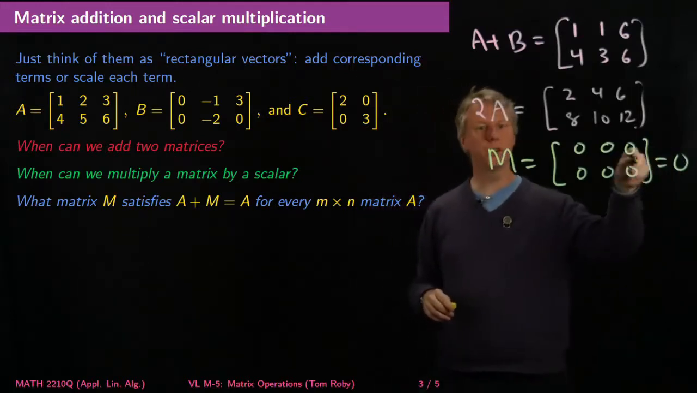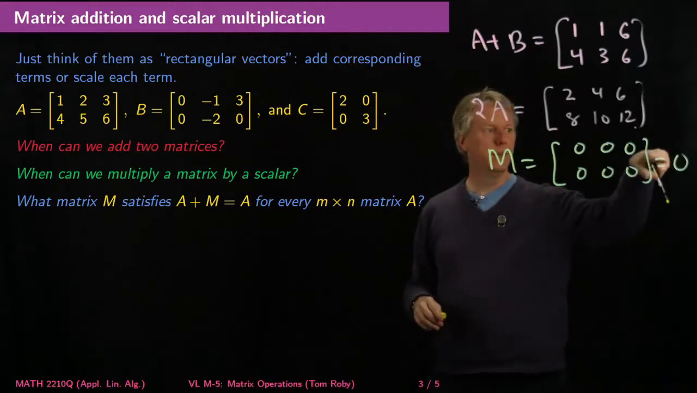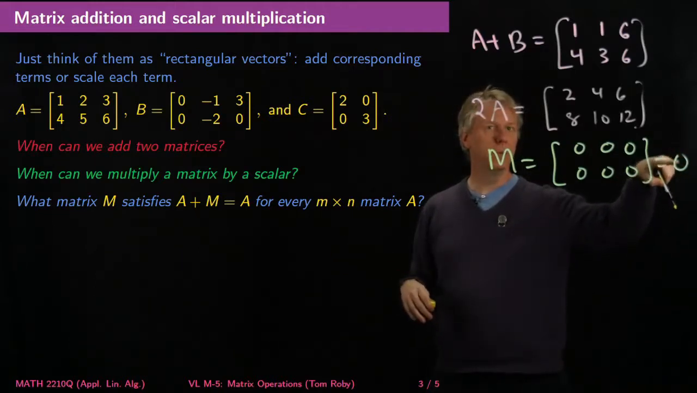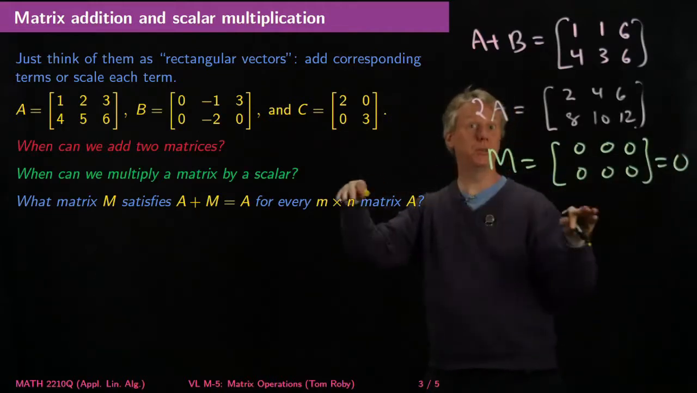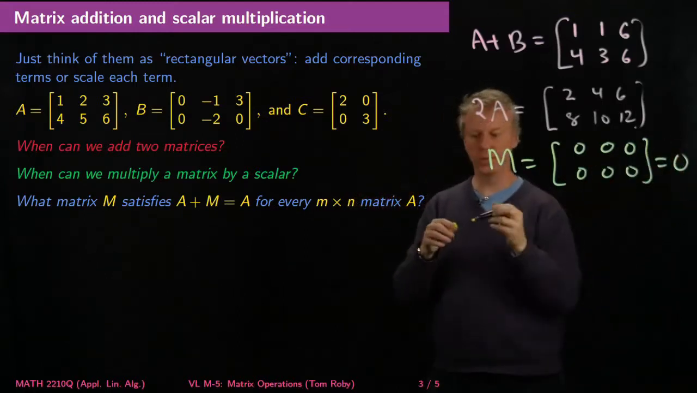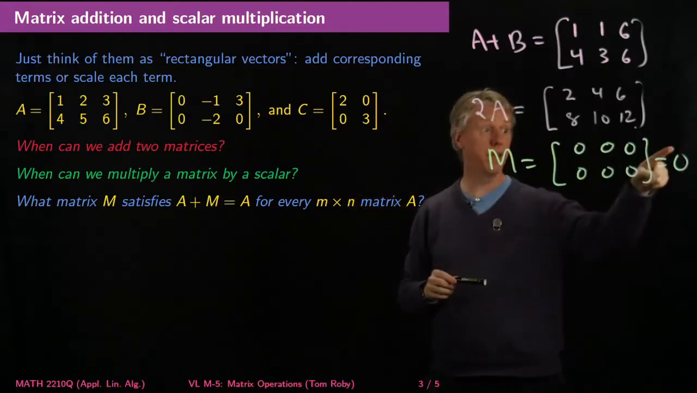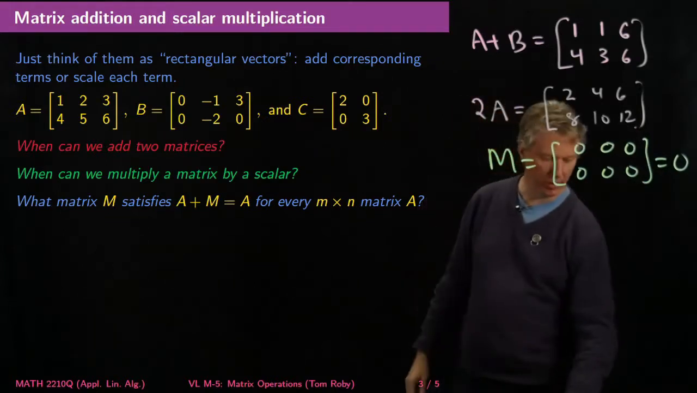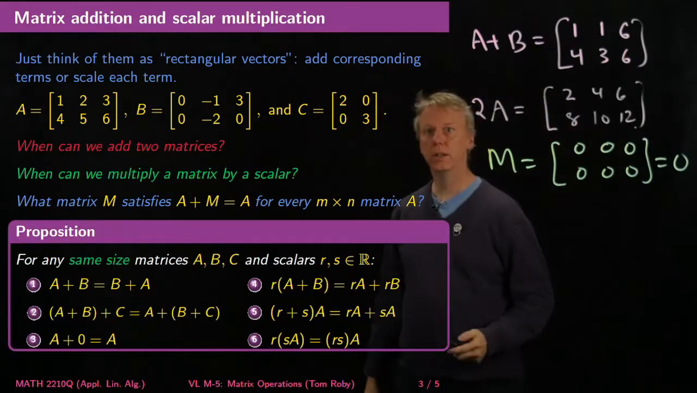Notice this is not a vector. Even though the vector of all zeros is a vector, this is a matrix of all zeros, and we're not writing it in boldface in the text, and I'm not writing it with an arrow over it in any of these video lectures.